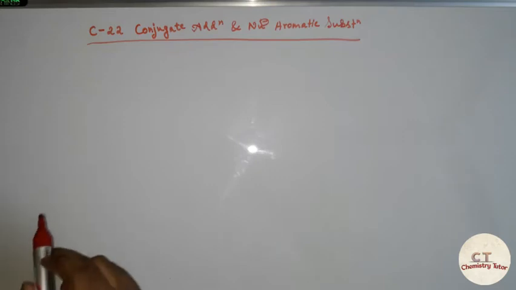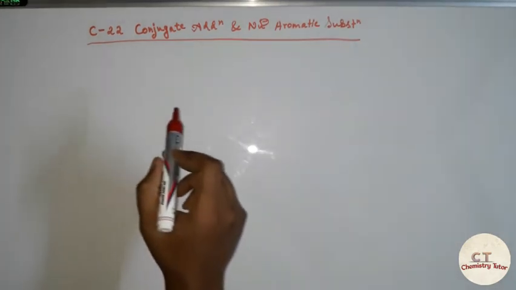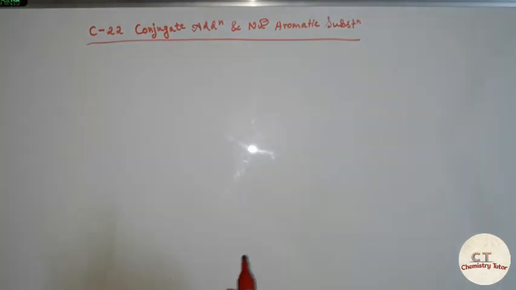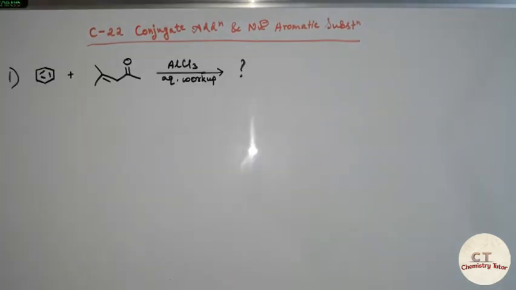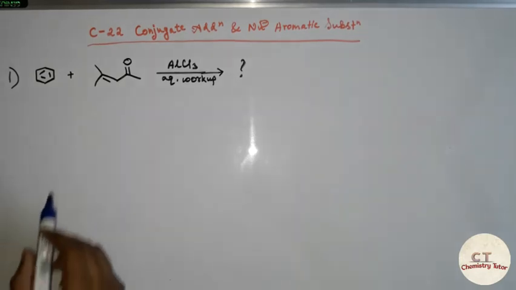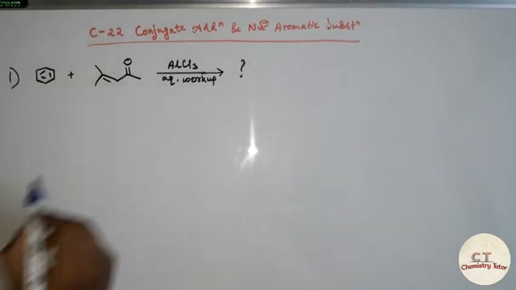Today we'll see certain examples from chapter number 22, Conjugate addition and nucleophilic aromatic substitution from Clayden. Now let us start with this example. So now let us see what is the product formed here.